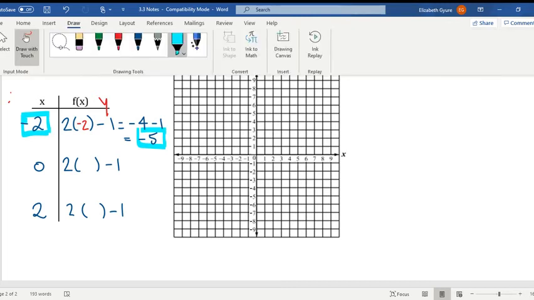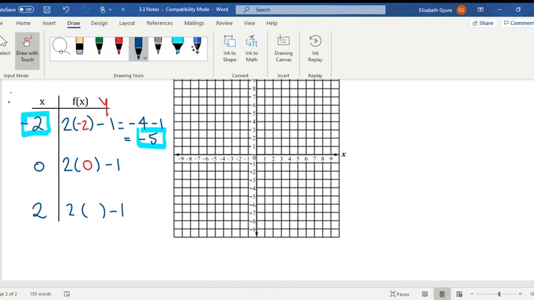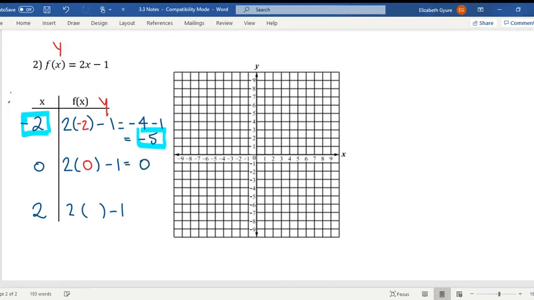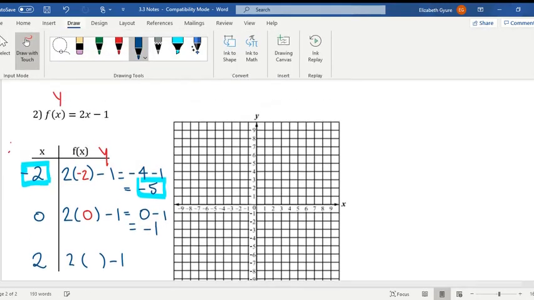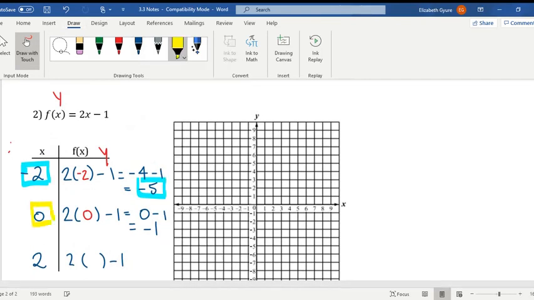Now let's plug in 0, 2 times 0, put that in your parentheses, minus 1. And then do your order of operations. 2 times 0 is 0, minus 1. 0 minus 1 is -1. So this would be your next point, 0, -1.